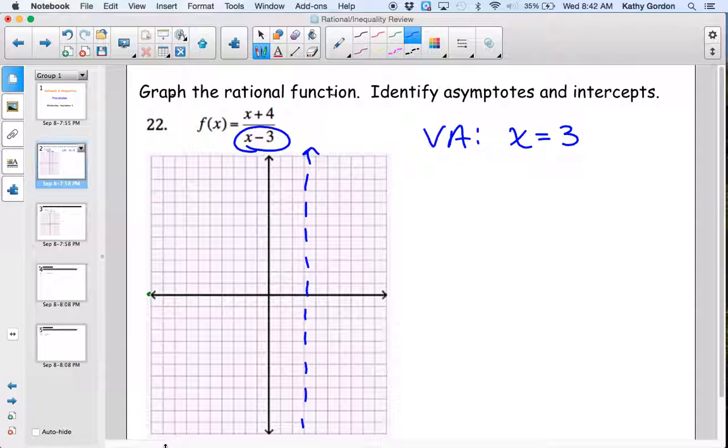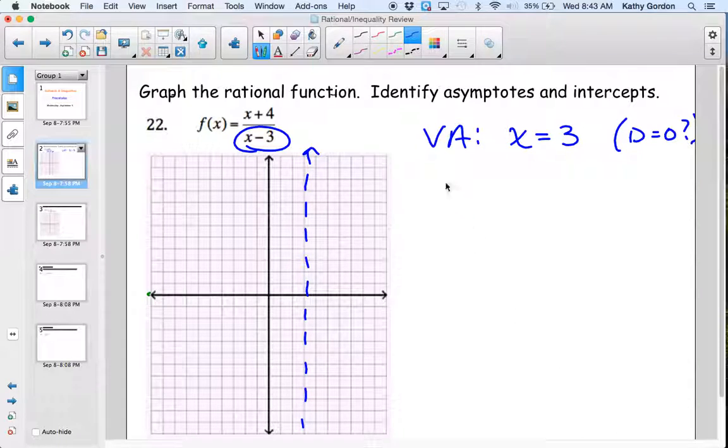So there's my x equals 3 line. Your vertical asymptote always comes from what's going to make the denominator equal 0. That's what you're always looking for. In this case, it's a simple linear expression, so it's fairly easy to set that equal to 0 and figure out that 3 is the x value that's going to make that happen. Okay?